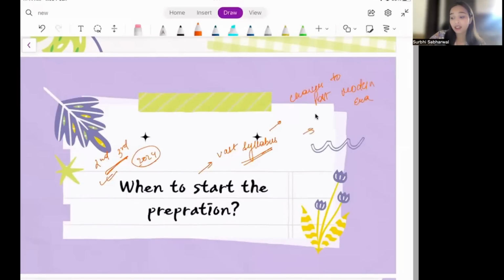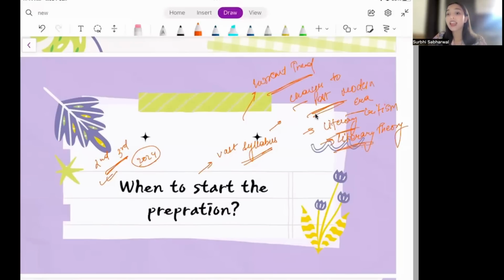We have complete literary criticism. We have literary theory. We have the current trends. So when we speak of all these topics, you can be asked anything from anywhere, right? Therefore, it is very important for you to start the preparation when you are in your second year.